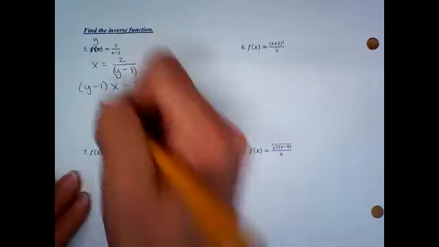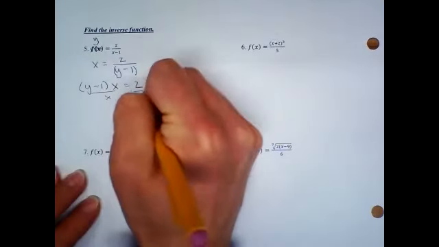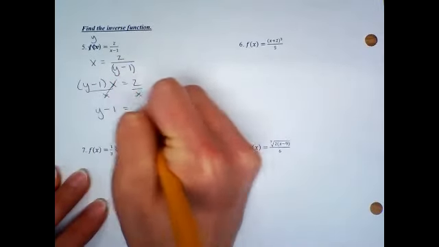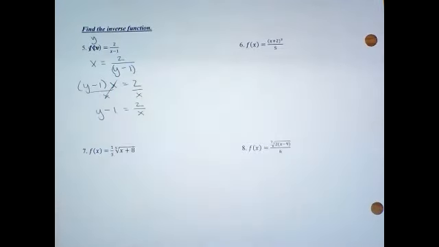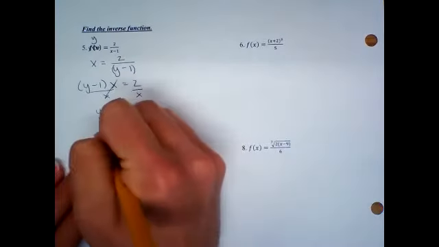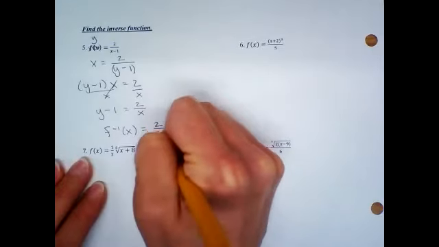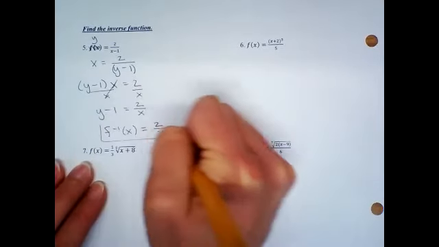All right, now we're going to divide over the x. So divide both sides by x. You'll have y minus 1 equals 2 over x. And then what would be your last step? Plus 1. Again, you can write y. I'll be happier if you put inverse. It'll be 2 over x plus 1.